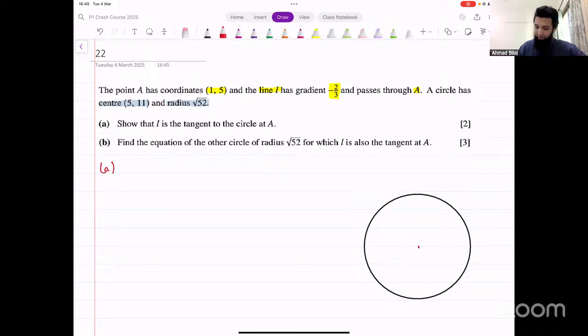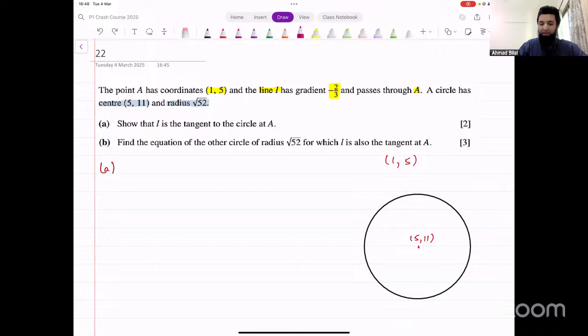And they are saying the center has coordinates 5 and 11. Okay, so this center has coordinates 5 and 11. Now there's a point A somewhere, which is 1, 5. Okay, now on which side of the center should this point A be? This is something that you should always think of when you're marking points. So you have marked the center of the circle, that is 5, 11. Now there's a point A that has coordinates 1 and 5. Which side of the center should this point be?